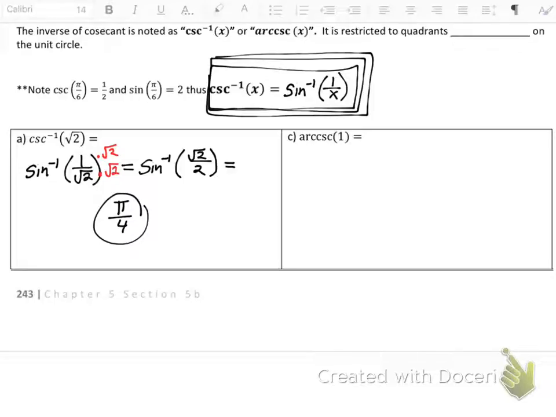Okay, arc cosecant of 1. Well, that's just going to be arc sine of 1 over 1. Well, 1 over 1 is just 1, so we're really just looking for arc sine of 1. Where's sine 1? Well, sine is 1 at the very top. That's that 90 degree point. So that's going to be pi over 2.